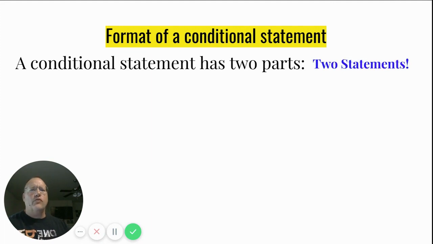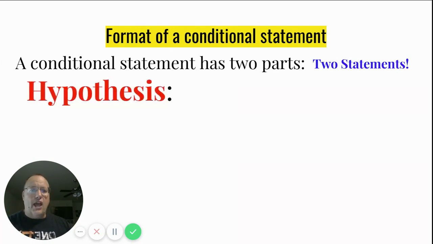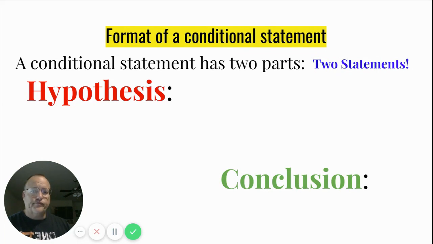And it's very important for you to remember that a conditional statement is joining two statements together, just like the conjunction and the disjunction join two statements together. A conditional statement is joining two statements together, both of which have their own truth values. So a conditional statement has a hypothesis, and a conditional statement has a conclusion.